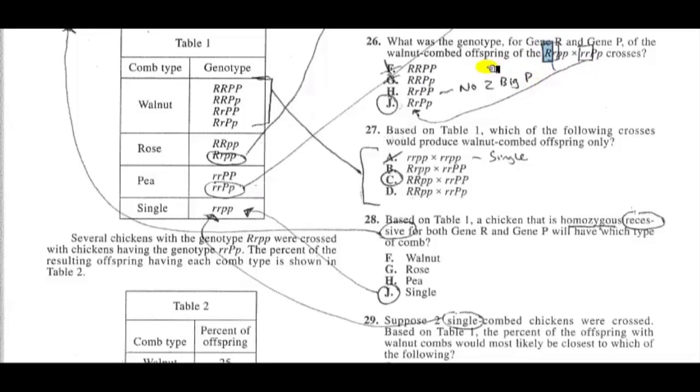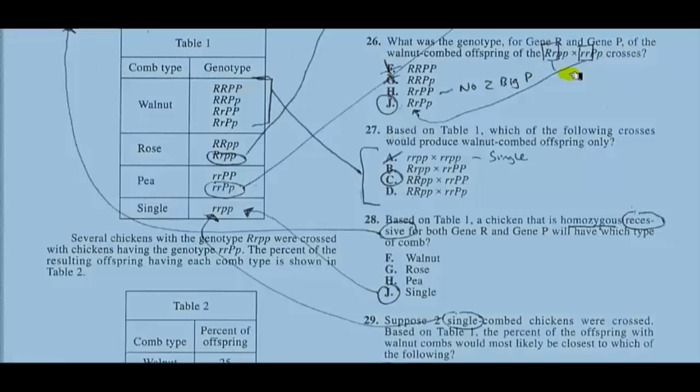Now let's go ahead, take that a little further and look at answer choice H. We're going to look at the P gene here.